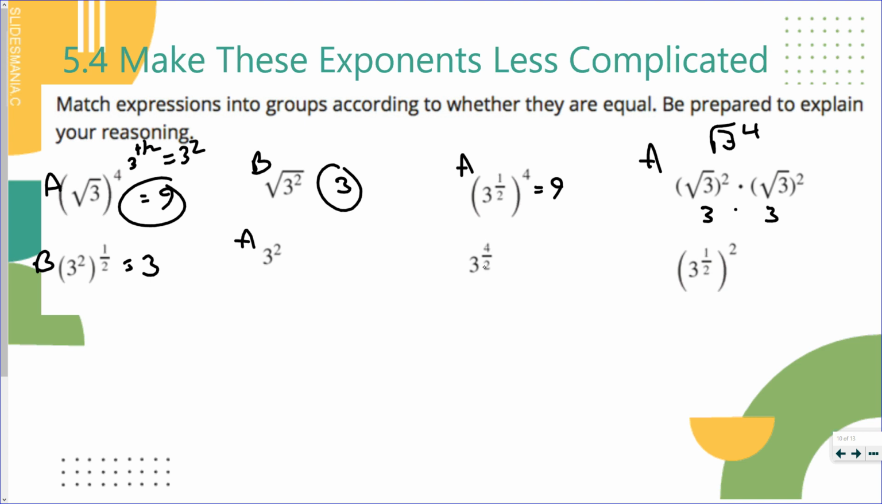3 to the 4 over 2. 4 over 2 is 2. That's also A. And 1/2 squared. 2 exponents on the same base. We multiply those. That's in group B. So we have 5 members of group A and 3 members of group B. So it's all about figuring out whether or not they have like exponents, and that's really what it boils down to.